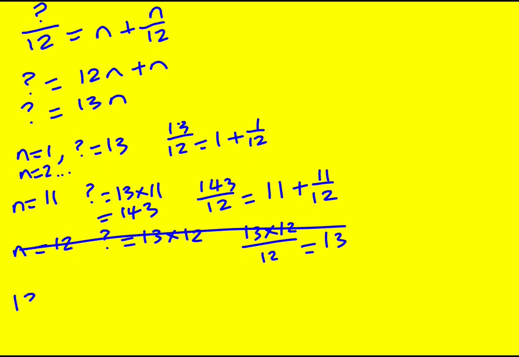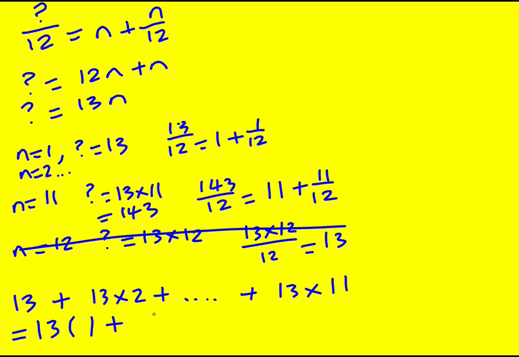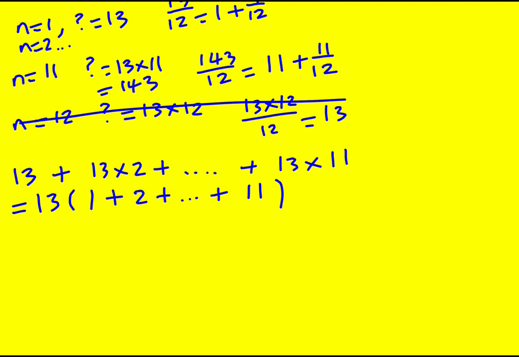And so I'm interested in all the multiples of 13 up to 11, adding them all together. Now, let me do it a bit slower. So 13 times 1 plus 13 times 2, all the way up to 13 times 11. And we can factorize out the 13 to make life a little bit easier. So I only want to add up the numbers from 1 to 11.